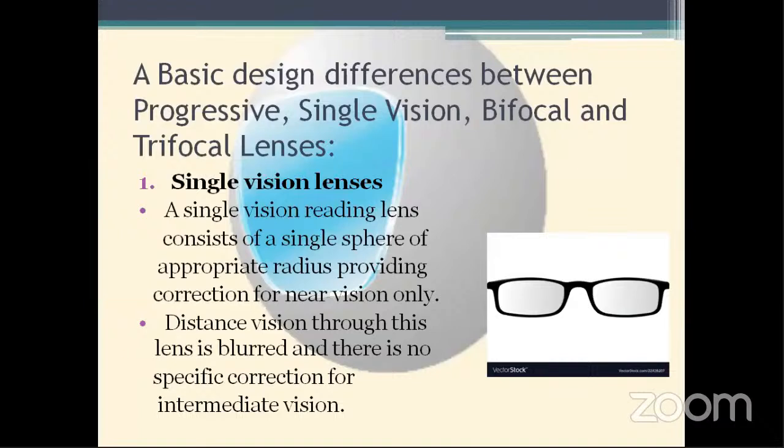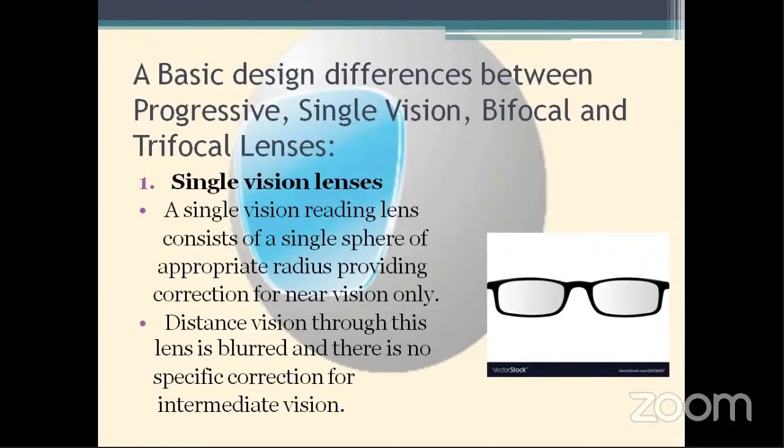Now, some basic design differences between progressive, single vision, bifocal, and trifocal. Starting with single vision lenses, these are what are called reading glasses. These are used just for reading purposes. It consists of a single sphere of appropriate radius, providing correction for near vision only. So with these kinds of glasses, the patient can only do near work, for example, reading a newspaper or doing any other near work.